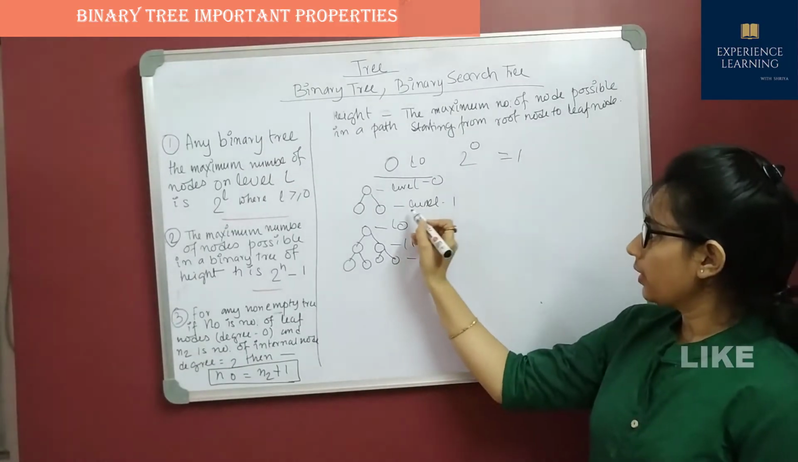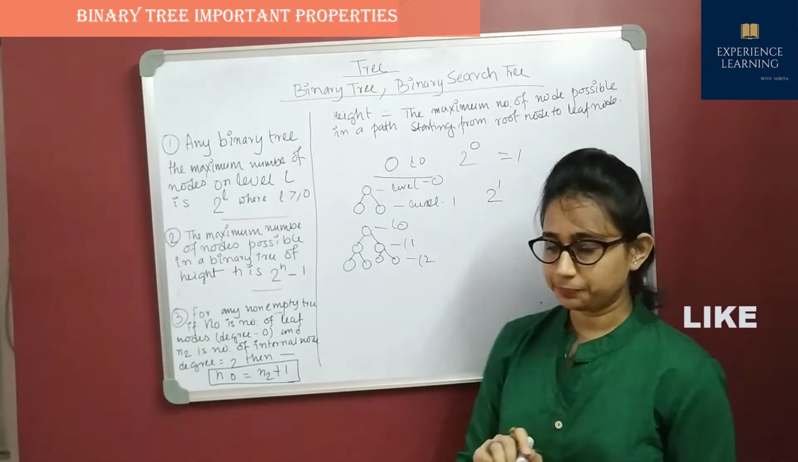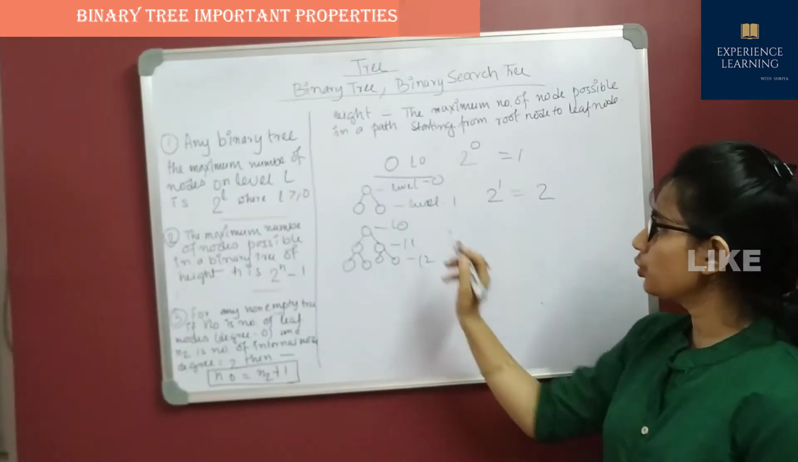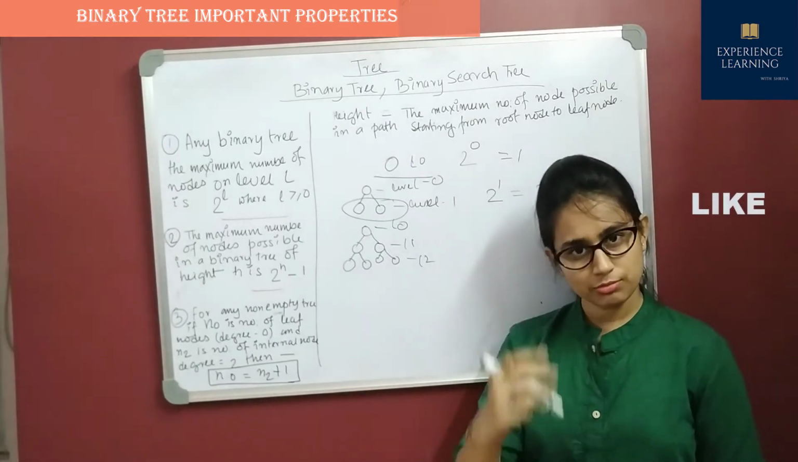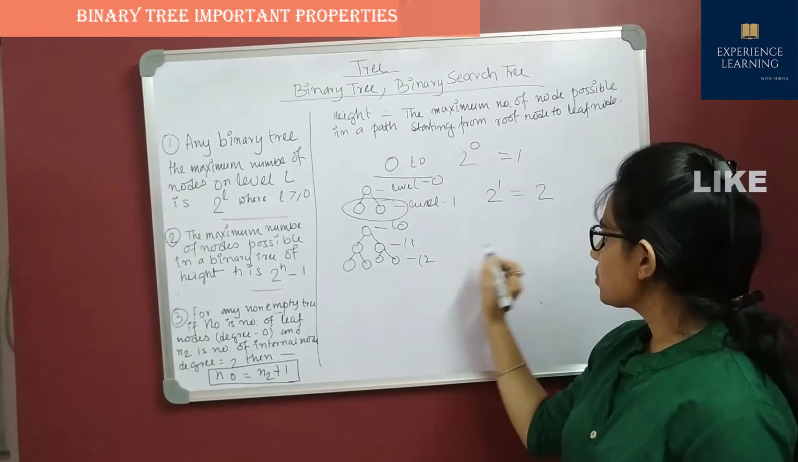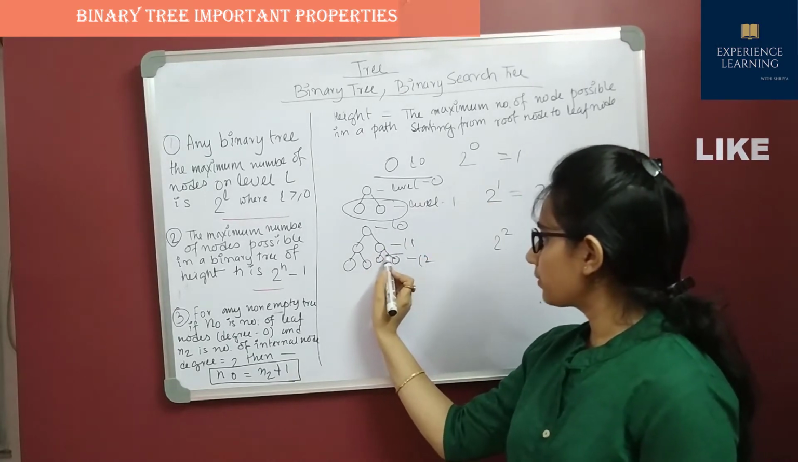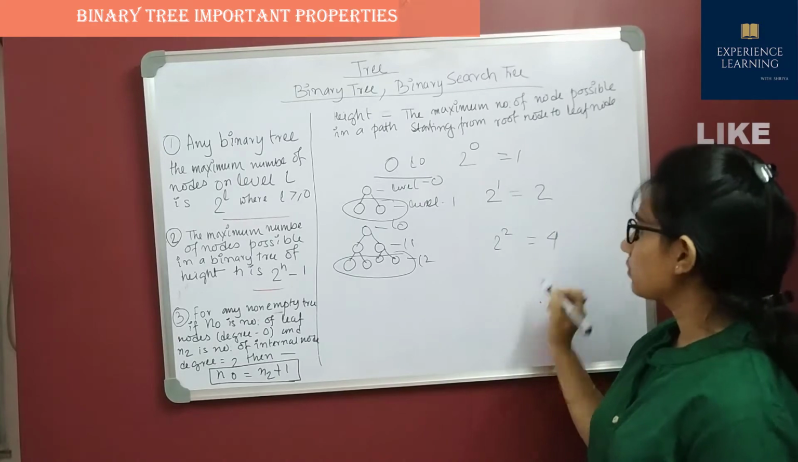Now see, when it is 2 to the power 1, level 1: 2 to the power 1 means 2. Maximum number of nodes possible at level 1 is 2. If it is 2 to the power 2, level 2, maximum number of nodes possible at level 2 is 4.